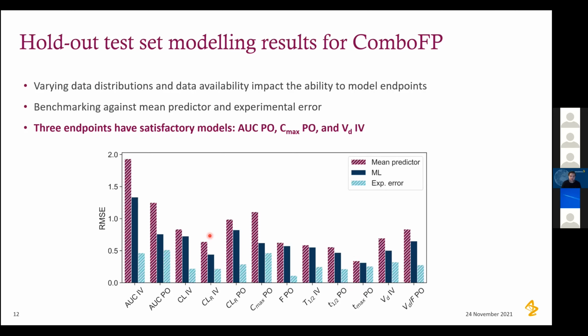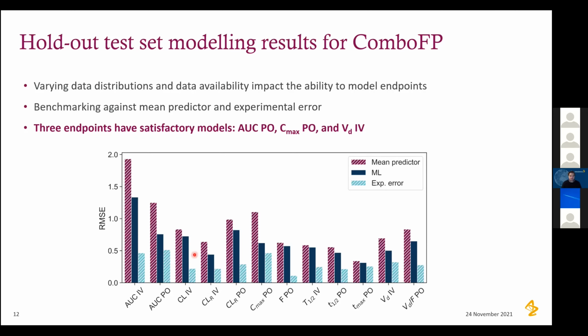The other thing to note here is also you can have two endpoints with practically the same RMSE. So here, AUC PO and clearance IV. And if we were to just look at the RMSE, they would look pretty much the same. But when doing this comparison, we see that AUC PO is much closer to the experimental error in comparison to the mean predictor, than if we compare it to clearance, which is closer to the mean predictor than experimental error. So this tells us that this has probably more practical utility.